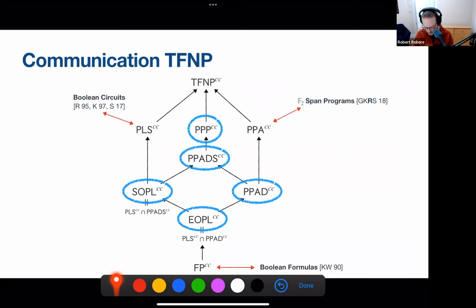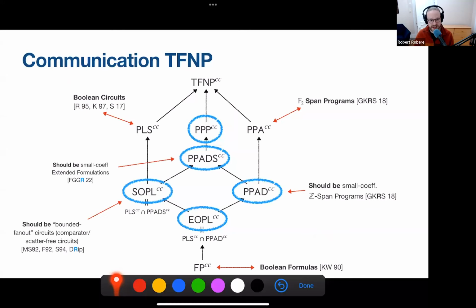Now we can also do a similar sort of setup for TFNP, and this is what we did in the original GKRS paper, the adventures paper. We showed that PPA corresponds with communication reductions to the class of span programs. Then classic results correspond to Boolean circuits, and the original Karchmer-Wigderson corresponds to FP, corresponds to Boolean formulas. These other results haven't been formally filled out yet, but we have conjectures for what they should be. PPAD should be efficient span programs. PPADS should be extended formulations, and sink of potential line, I think, should correspond to some kind of bounded fan-out circuits, like comparator circuits or switching-free circuits.